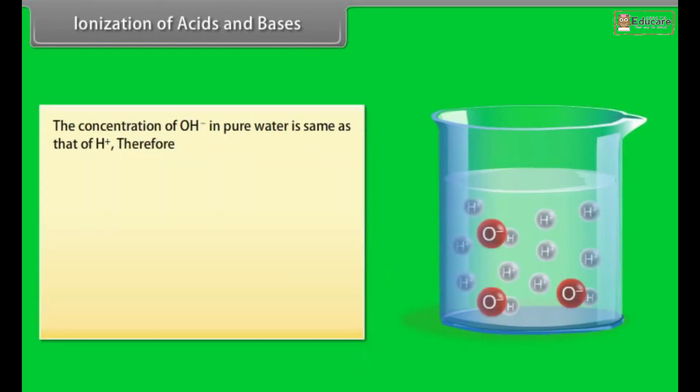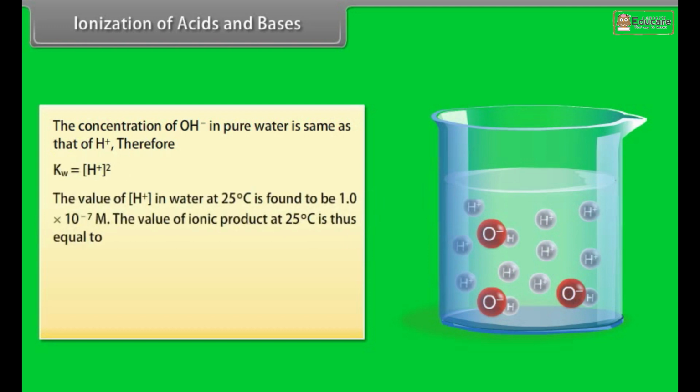The concentration of OH- in pure water is same as that of H+. Therefore, Kw is equal to [H+] squared. The value of [H+] in water at 25 degrees Celsius is found to be 1.0 × 10^-7 M.